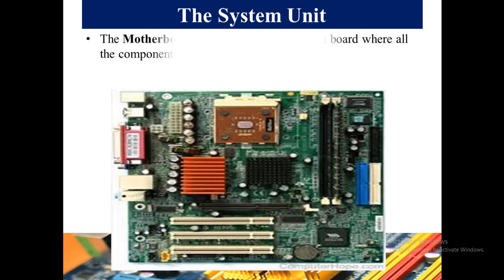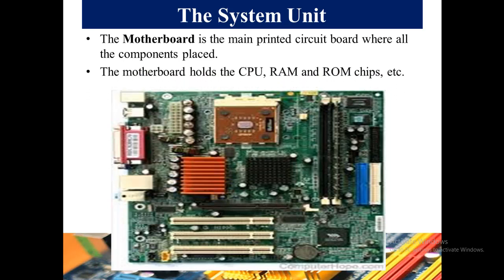So in short, the motherboard is the main printed circuit board where all the basic components are placed. The motherboard holds the CPU, the processor that we call it, RAM, ROM chip, VGA, video cards, external modem, external peripheral devices, keyboard, mouse, printers, scanners. All these hardwares are connected on the system unit, on the motherboard.